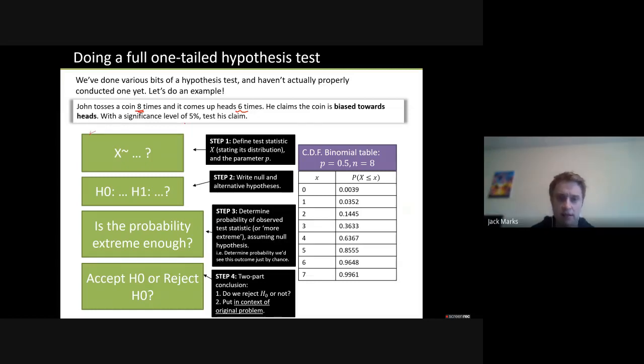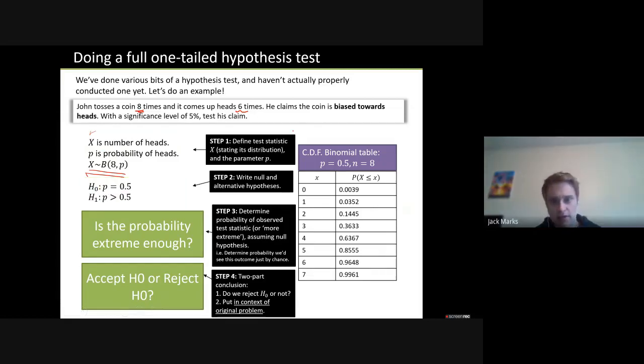Significance level 5%. The first thing we do is we define the model and the parameters. So X is the number of times the coin lands heads up. Probability is the probability of this happening. What are the hypotheses? Well, again, it's unstated here. If it's a non-biased coin, then the probability would be 0.5. If it's biased towards heads, it's greater than 0.5. So nothing new so far. It's just a case of putting it all together.